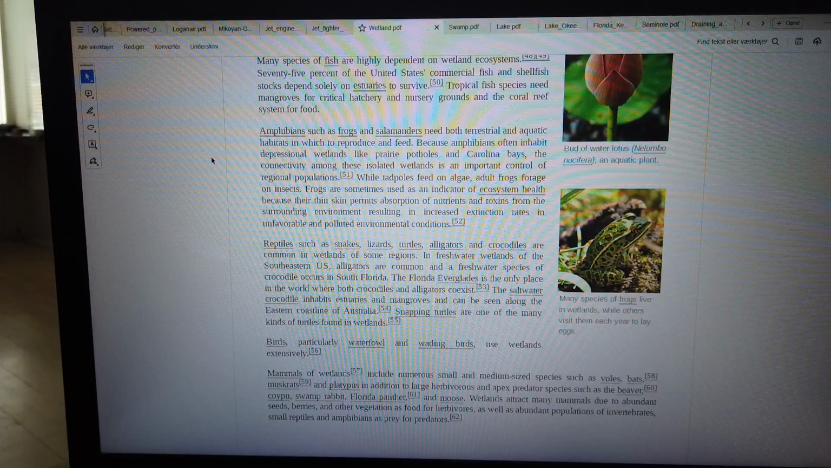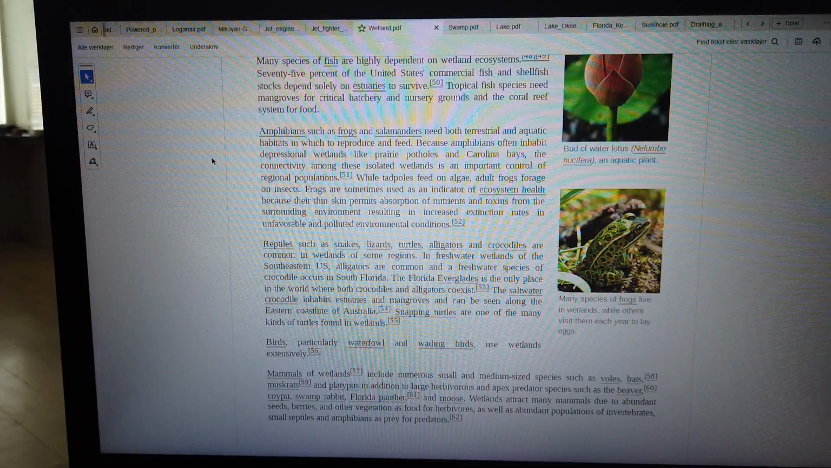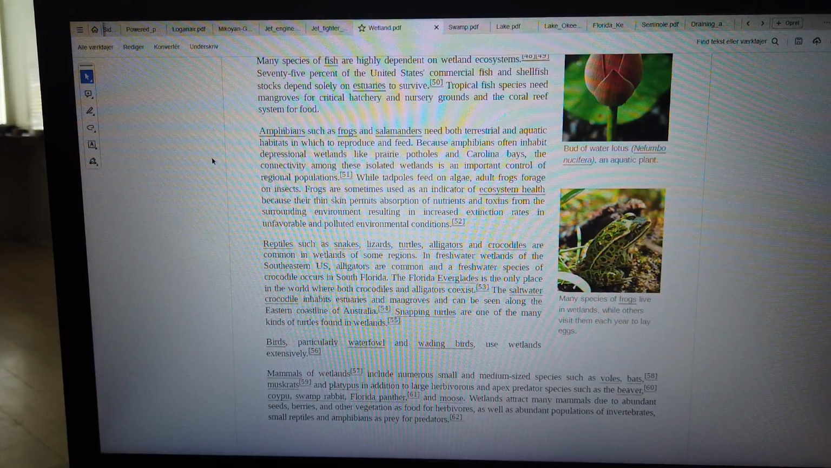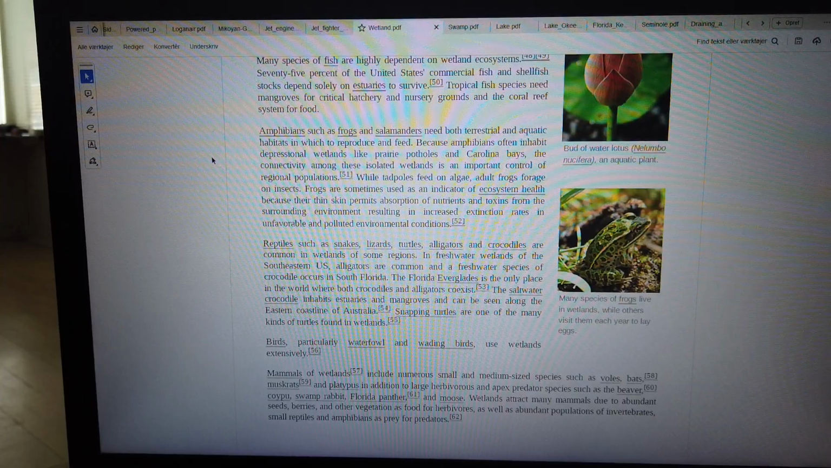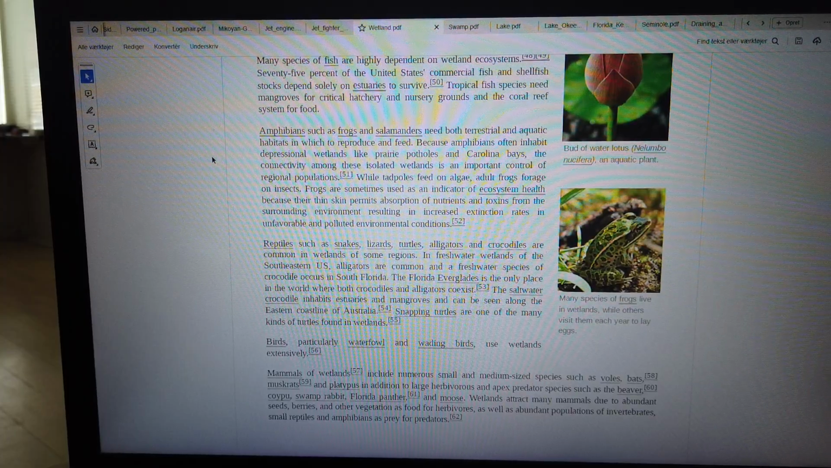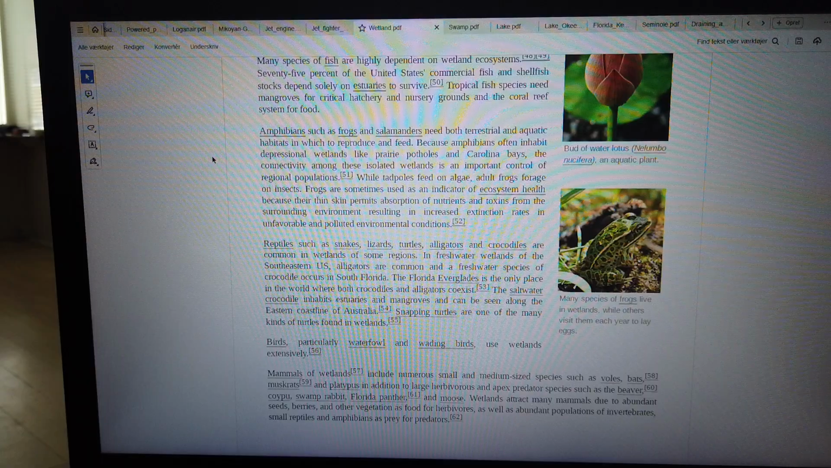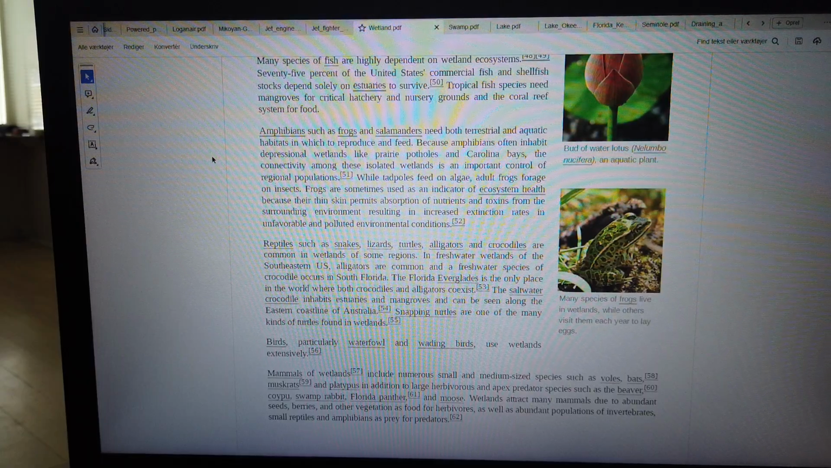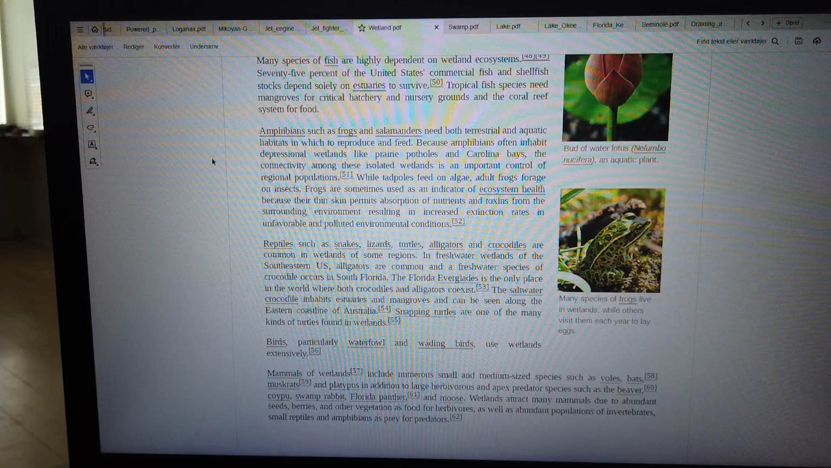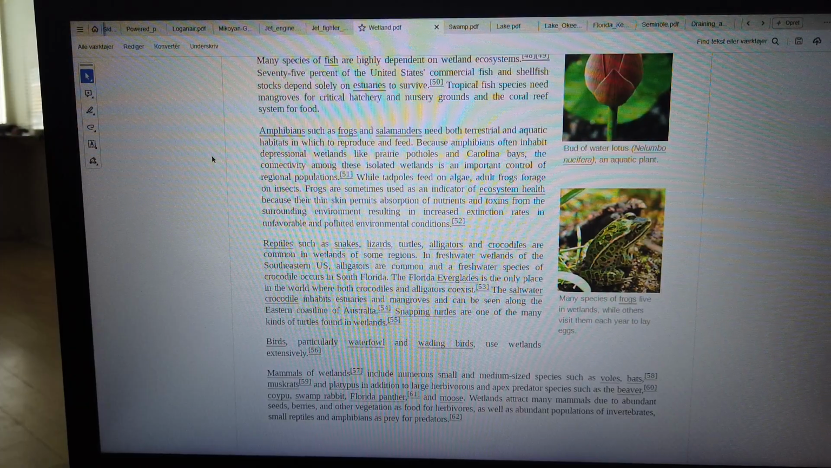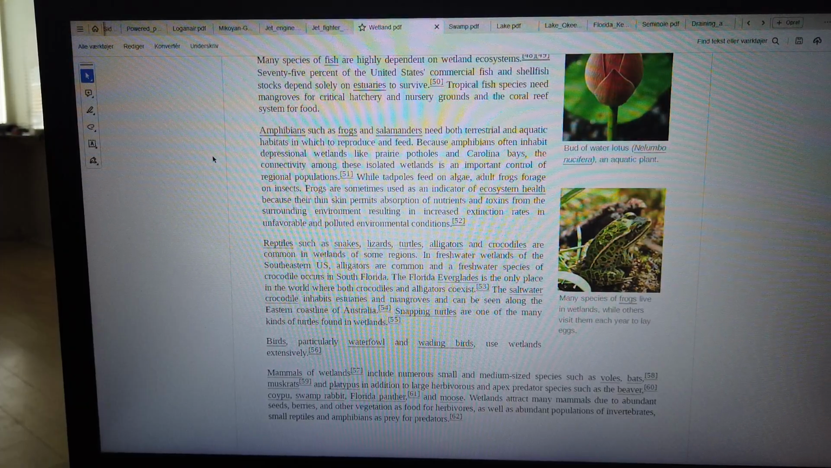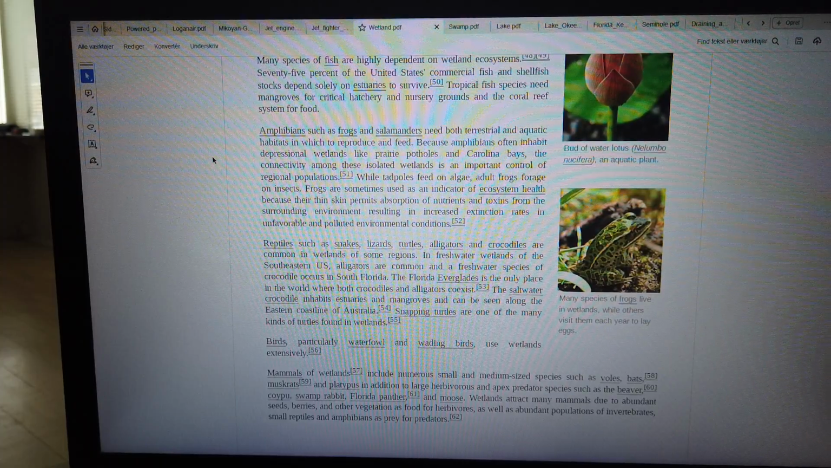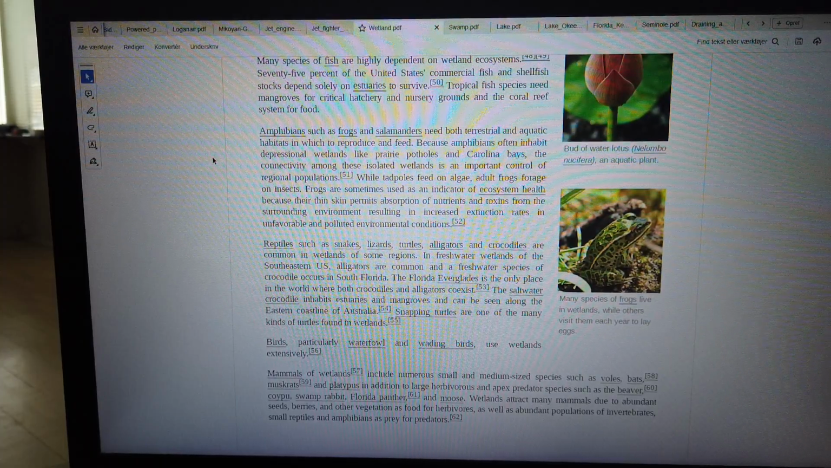include numerous small and medium-sized species such as voles, bats, muskrats, and platypus, in addition to large herbivorous and apex predator species such as the beaver, coypu, swamp rabbit, Florida panther, and moose. Wetlands attract many mammals due to abundant seeds, berries, and other vegetation as food for herbivores, as well as abundant populations of invertebrates, small reptiles and amphibians as prey for predators.